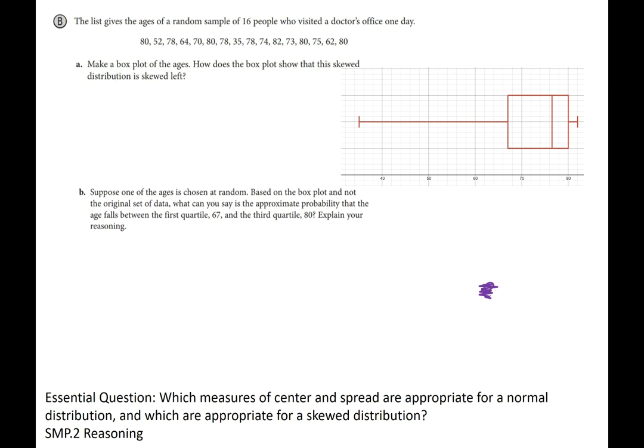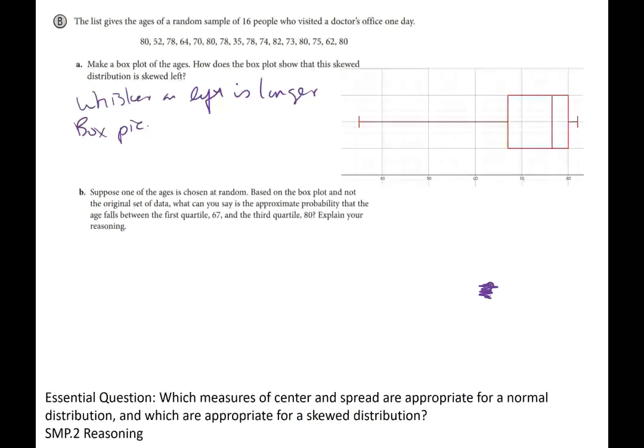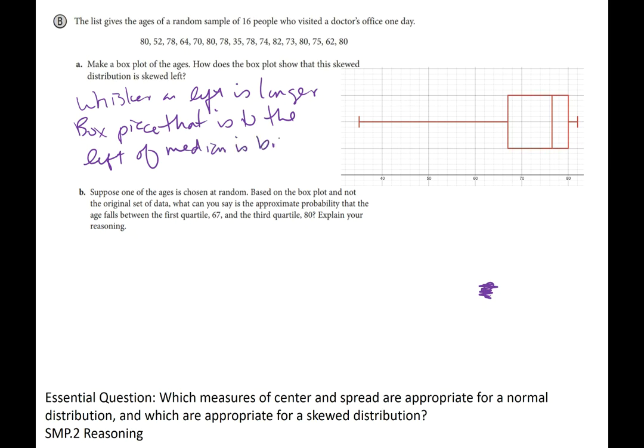The whisker on the left is longer. That's one of them. What's the other thing that skews it to the left? Yeah, the box, the part of the box that's to the left of the median is bigger, right? So the box piece that is to the left of the median is bigger. So that means we've got left skewed data.